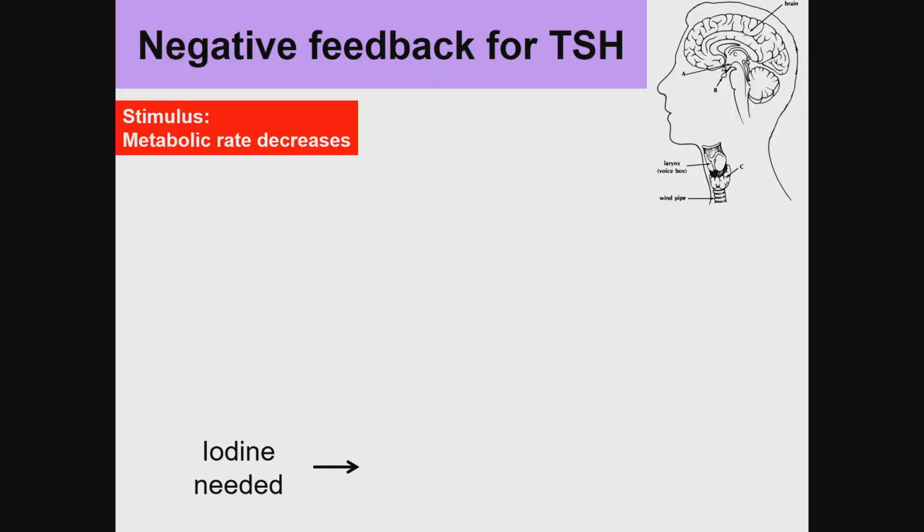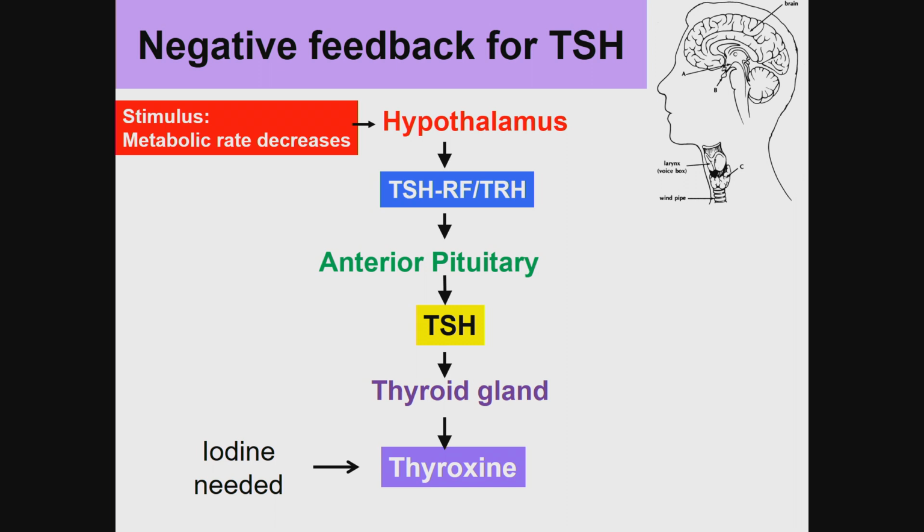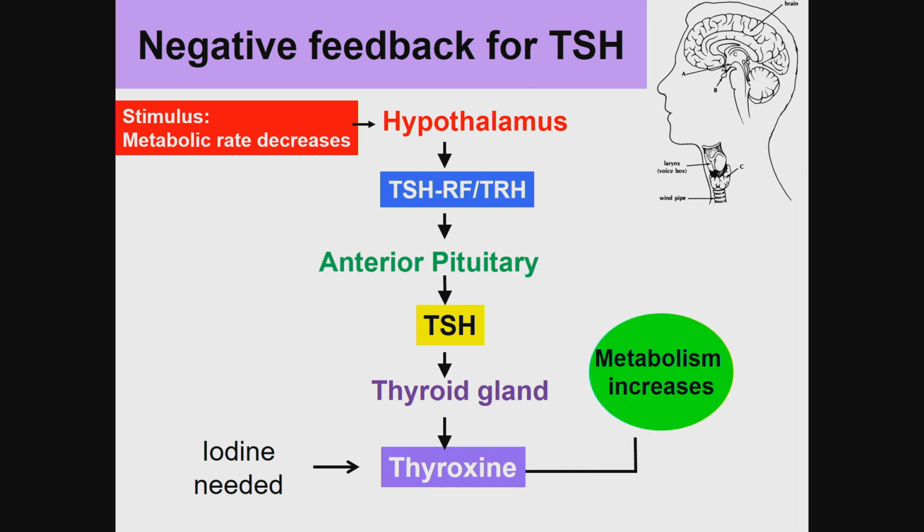Let's draw the negative feedback loop for TSH. The stimulus is that metabolic rate decreases or more energy is needed. The hypothalamus releases TSH-RF, which goes to the pituitary, which releases TSH, which goes to the thyroid gland to release thyroxine. Thyroxine then increases metabolism and is a negative feedback to decrease its production.